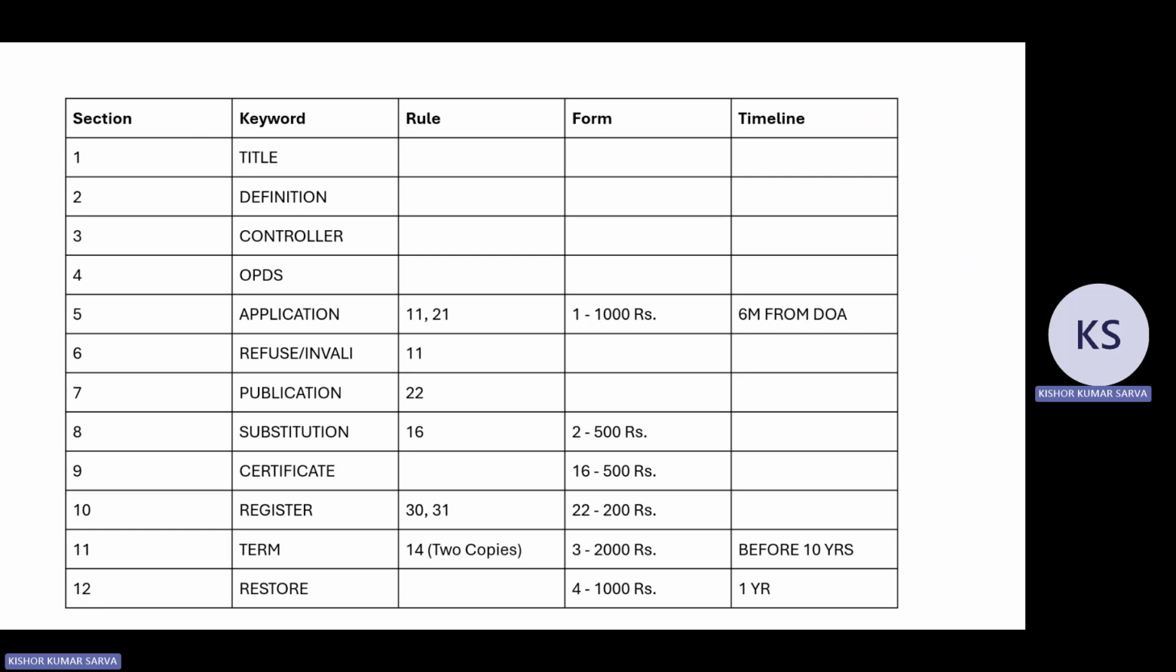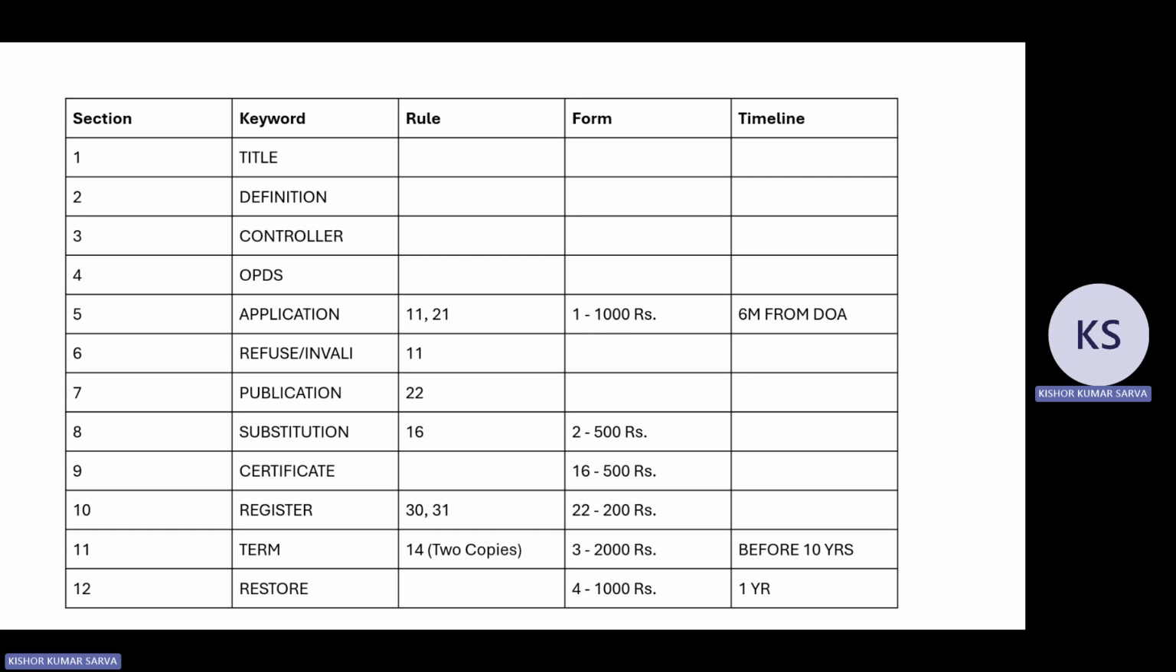Now section 4, the keyword is OPDS. O is for originality, P is for published, D is for design distinguishability, significantly distinguishable, and S is for scandalous matter in your design. If it is there, then under these conditions it can be rejected. That's what the section talks about.